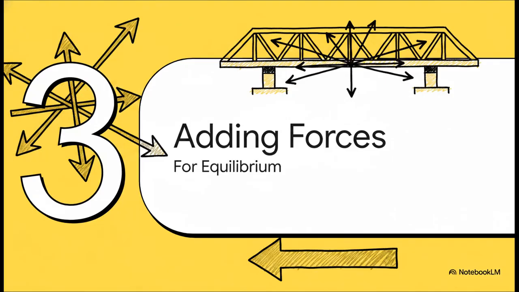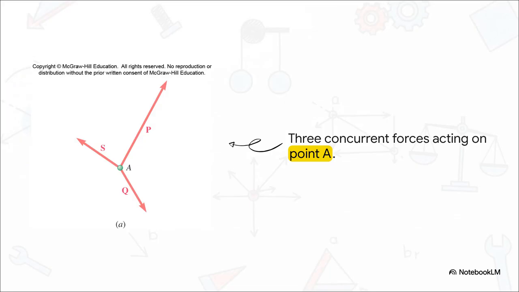Let's hit Section 3, Adding Forces for Equilibrium. Knowing how to break one force down is super helpful, but let's be real. In actual structural analysis, you never just have one force. Take a look at a typical joint. We might have 3 forces. Let's call them P, Q, and S, all acting concurrently through a single point, point A.